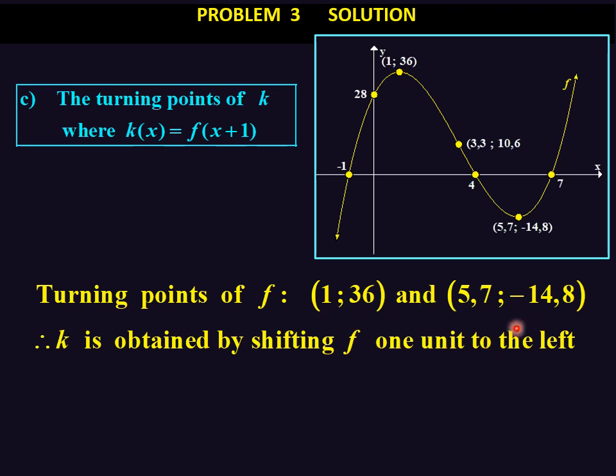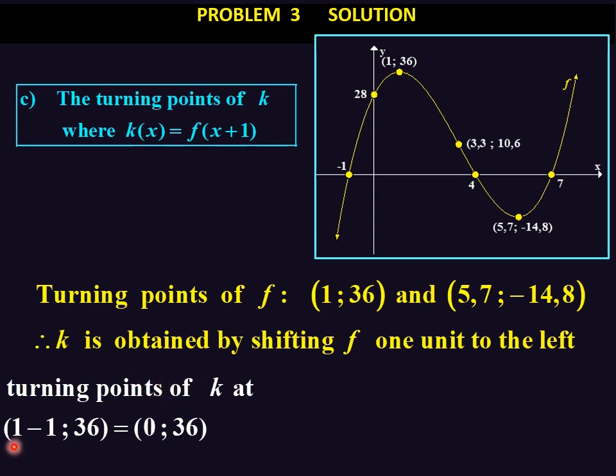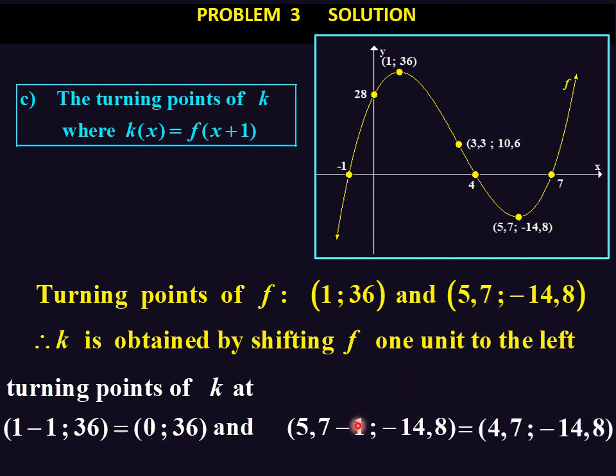So which coordinate is going to change? That's correct, the x coordinate. So 1 subtract 1 gives me 0. The other one there is (5, 7), subtract 1 from x. That gives me (4, 7). So (0, 36), (4, 7) and (-14, 8), those are the turning points of the new function.